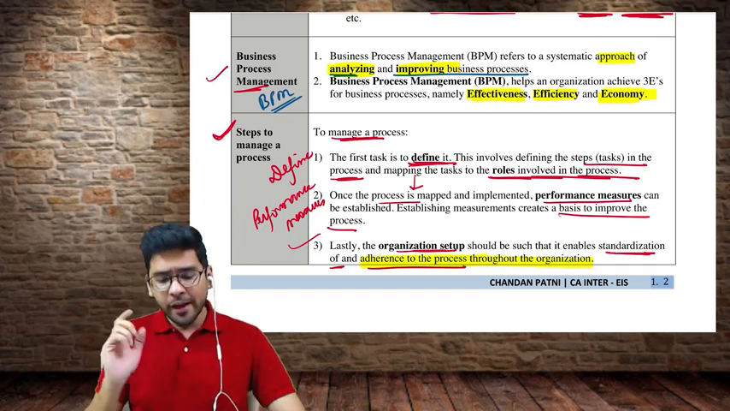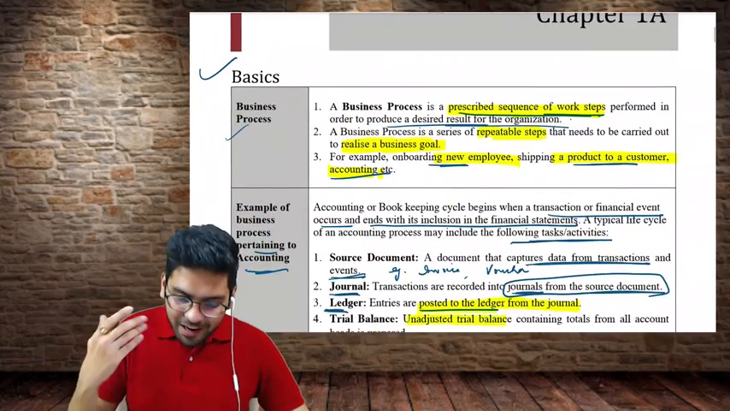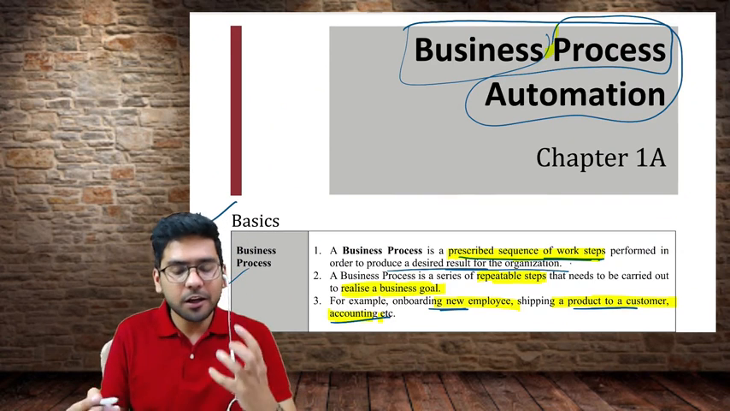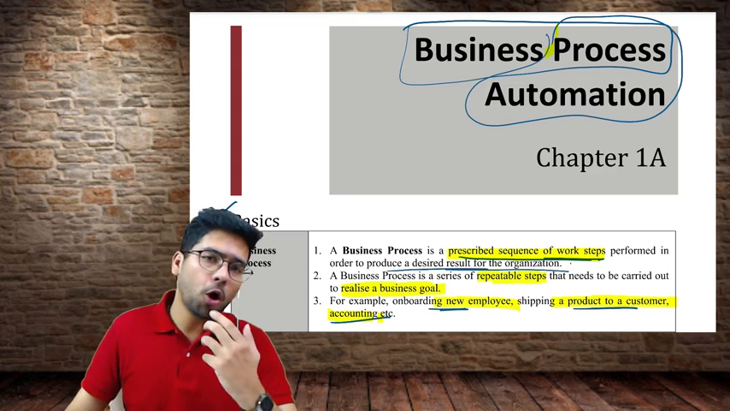All right. So with this, guys, our basics of business process is over, and now in the next session, having understood what business process is, we are going to understand how the business processes will be automated.